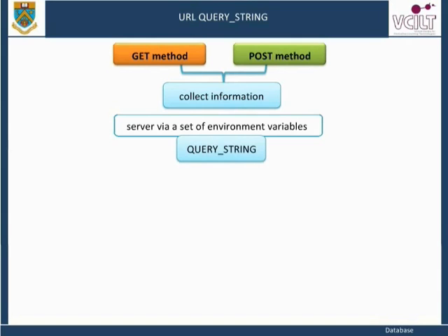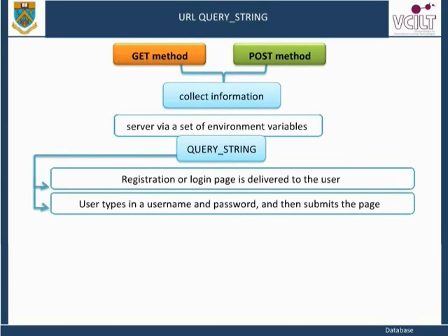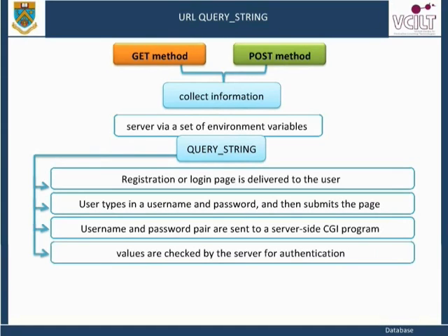Query string works as follows. A registration or login page is delivered to the user. The user types in her username and password, and then submits the page. The username and password pair are sent to a server-side CGI program, which extracts the values from the query string environment variable. The values are checked by the server to determine whether or not the user is authenticated.